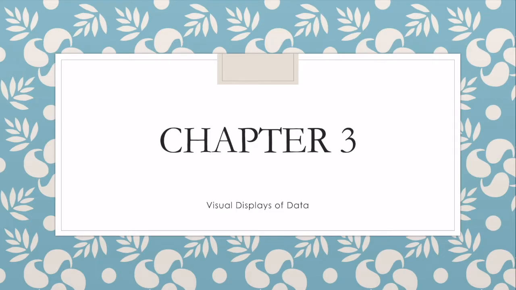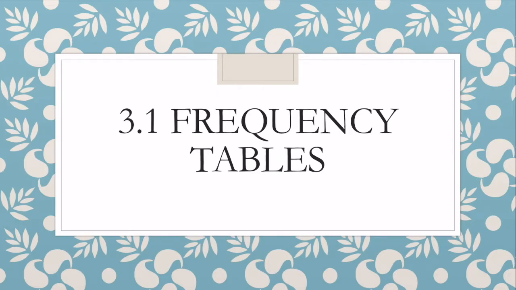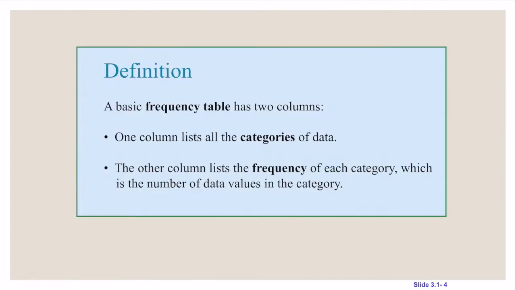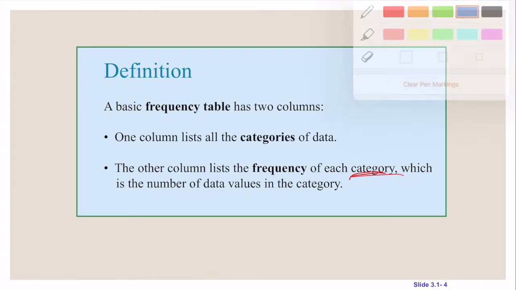So the first thing we're going to talk about is frequency tables. Here are our learning objectives for today. A basic frequency table has two columns. The columns are the vertical ones. One column lists all the categories of data, and the other column lists the frequency of each category, which is the number of data values in this category. This works for both qualitative and quantitative data.